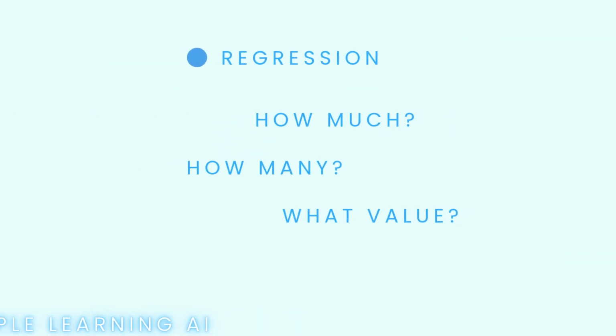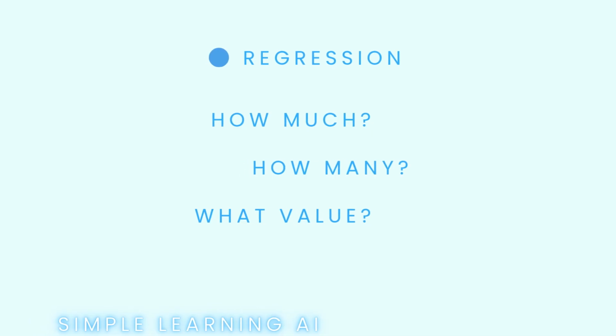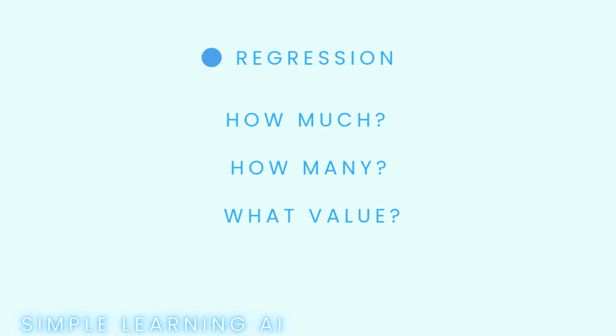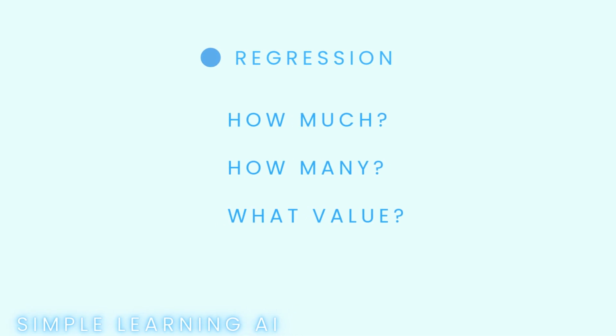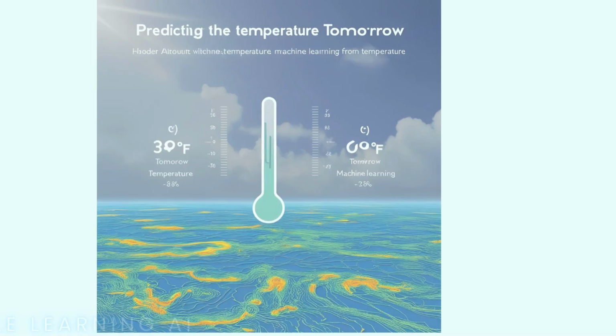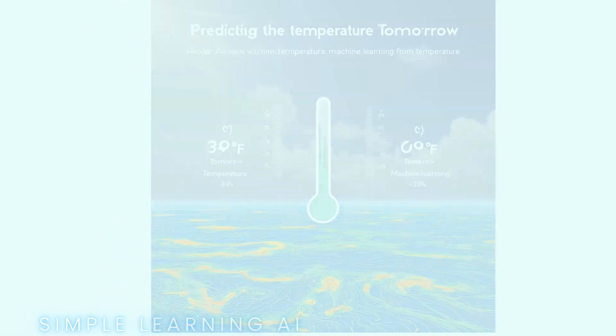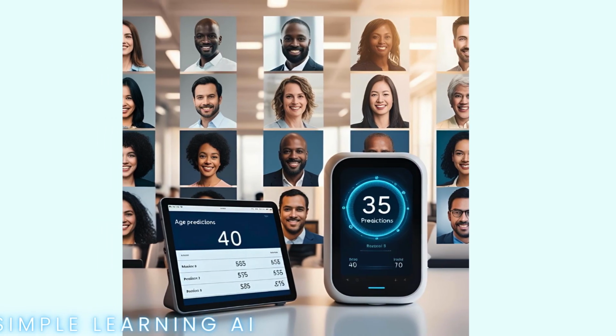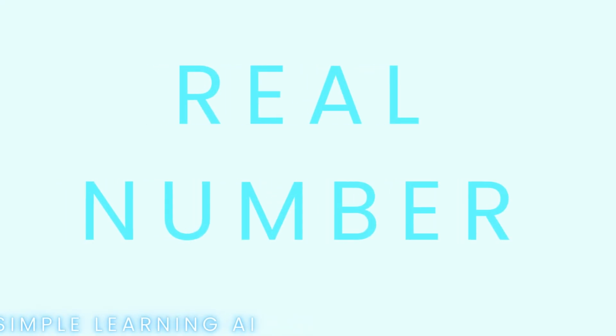Now, let's talk about regression. Regression is when the machine's goal is to predict a continuous number. It's answering questions like, how much? How many? What value? Examples include predicting the price of a house based on its features, predicting tomorrow's temperature, estimating a person's age from a photo. The output here is a real number, not a label.